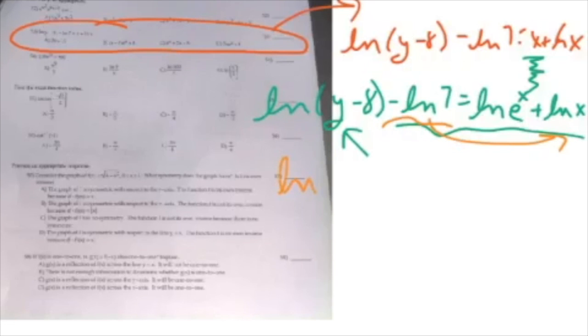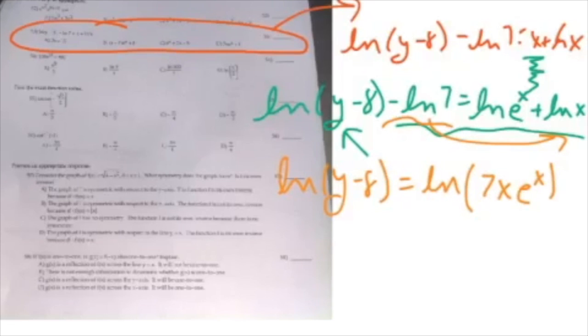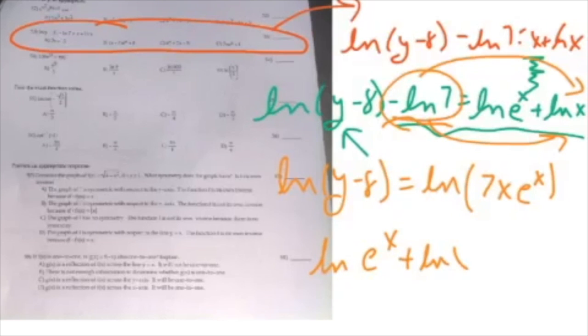So I get ln of y minus 8 equals ln of 7x e to the x. The reason is that when I add ln of 7 to the other side, I have the ln of e to the x plus the ln of x plus the ln of 7. Just like I knew, when you have addition between logarithms, you end up having the logarithm of the product. And that's where that came from.